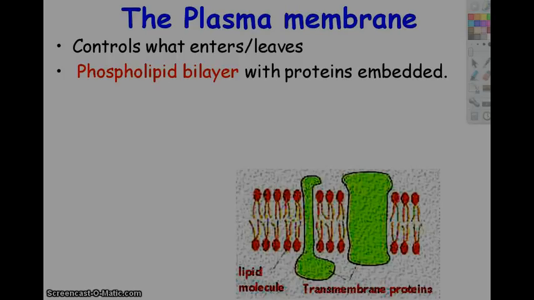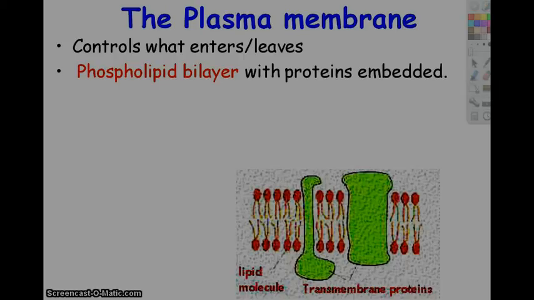Now, in the diagram of the membrane, if you look up there on the screen, what's representing the phosphate groups on the lipids? Anybody know what's representing the phosphate groups? Yeah, in the drawing, what's representing the phosphate groups on the phospholipids? Good, the red balls. Those are the phosphate groups. And then the two chains are the fatty acid tails coming off of that.